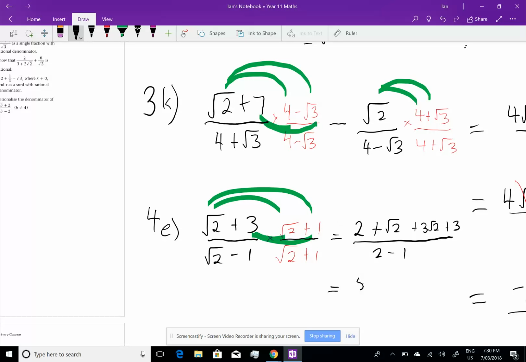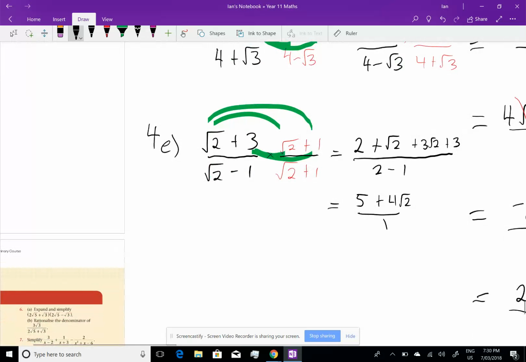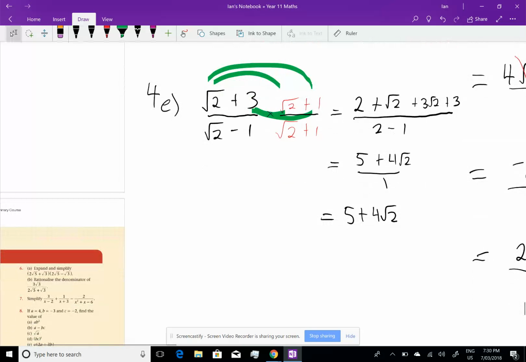Now, 2 plus 3 is 5. Root 2 plus 3 root 2, well, that's 1 root 2 plus 3 root 2. That's 4 root 2's. All over 1. Well, that's just 5 plus 4 root 2. But remember, they wanted us to write it as A plus root B. And I've got an A, I've got that 5, but I've got 4 outside. I better put that back in, so I'll get 5 plus, well, 4 is root 16, root 2. 5 plus, well, 16 times root 32.